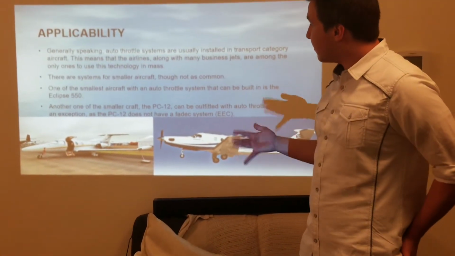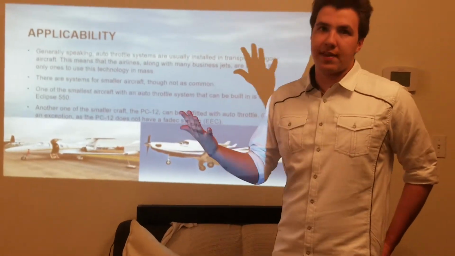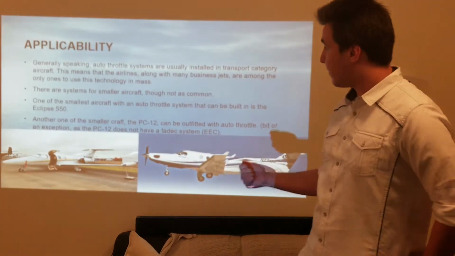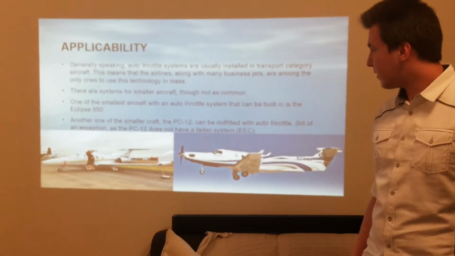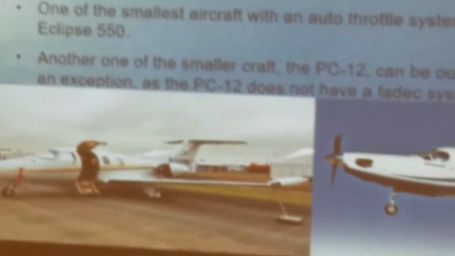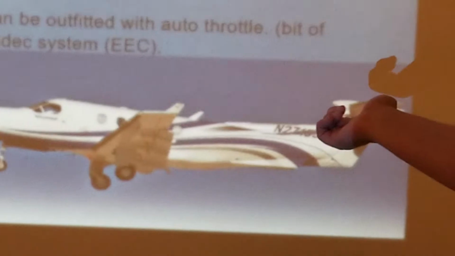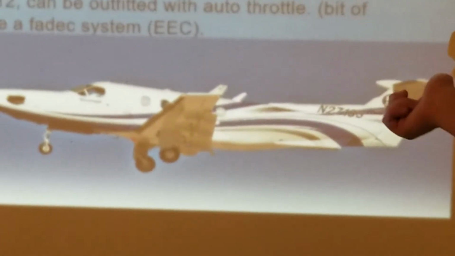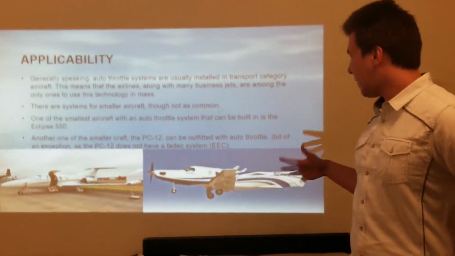There are actually some smaller aircraft with the auto throttle system as well. One of them, for example, to give you a size on how small they can go down to, is the Eclipse 550. That is the aircraft pictured on the right over there. Another one actually is a smaller jet aircraft. The other one is a little bit of a weird one. It's another one, the PC-12. The PC-12 can be outfitted with an auto throttle system as well. It's a bit of an exception.